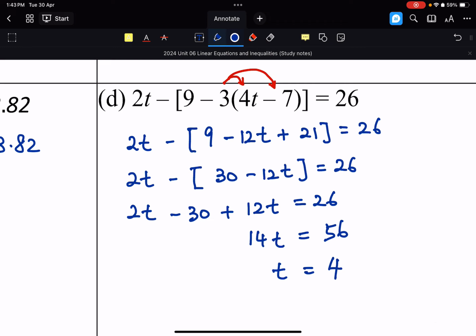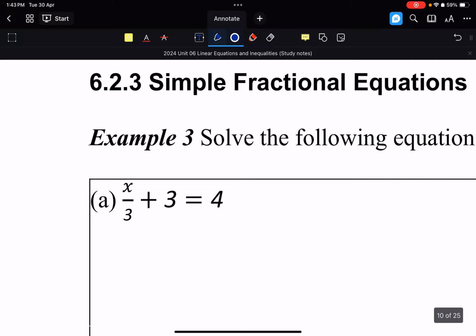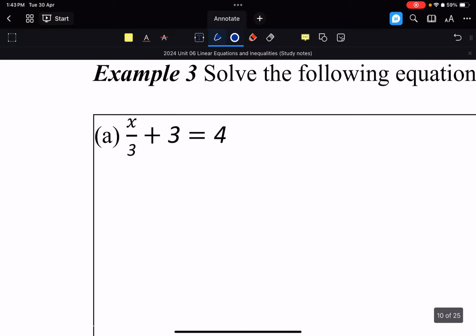So let's move on to the next section. Well, next section, what's going to happen? This time round, we want to look at examples where there are fractions. What do we do when there are fractions? So, the same idea, don't have to panic. Fractions simply means division. So when we try to simplify it and get rid of the denominator, we just multiply accordingly.